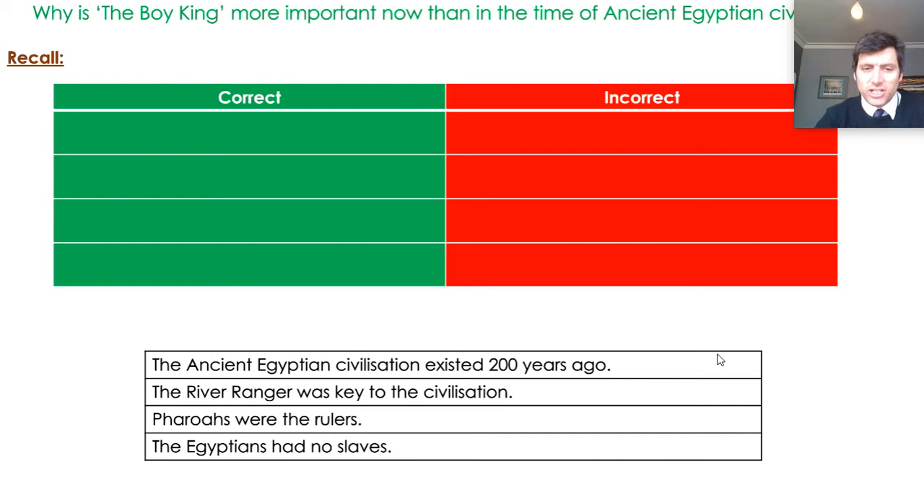So, did the ancient Egyptian civilization exist 200 years ago? Was the River Nile key to the civilization? Were pharaohs the rulers, or was it viziers? Did Egypt have no slaves? Let's see how you got on.